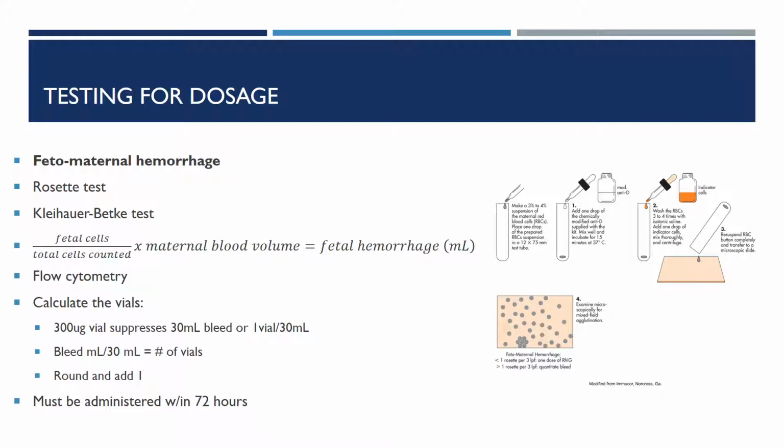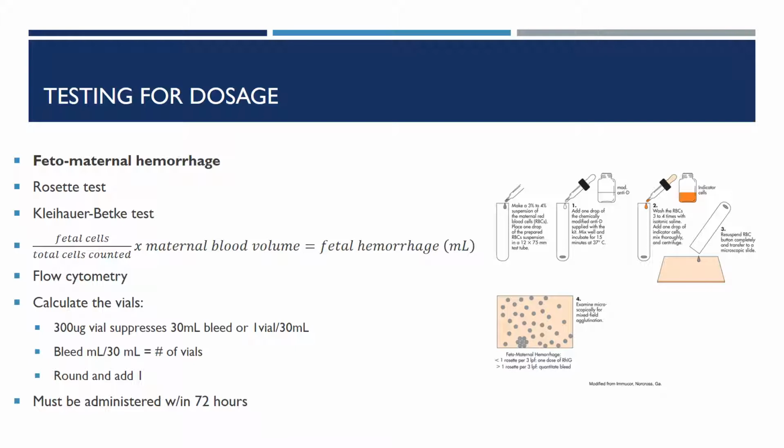Okay, so once you have the size of the fetal hemorrhage, then you need to calculate the number of vials. And remember, you're just going to set up a quick ratio. We know that a 300 microgram vial will suppress a 30 milliliter bleed, right? So 1 vial over 30 milliliters. Now change the milliliters, but set up a quick ratio. What's the size of the bleed divided by 30 milliliters, and that'll give you the number of vials, right? So it's pretty simple there.